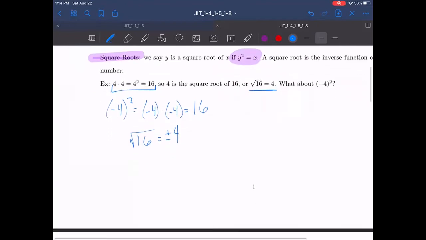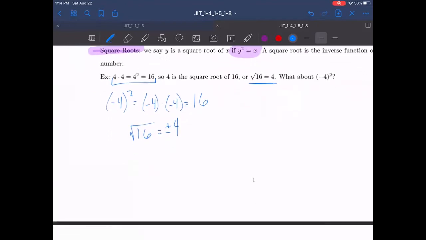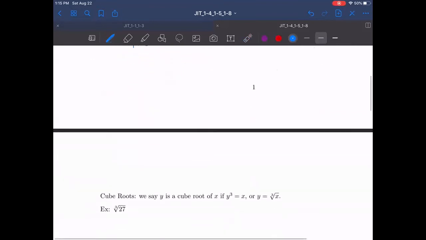Now, that's the square root. With square roots, you'll always have the two cases like this, because anytime you square something, that's just how it works. So if I had 2 squared is 4, negative 2 squared is also 4. That's a property of square roots.